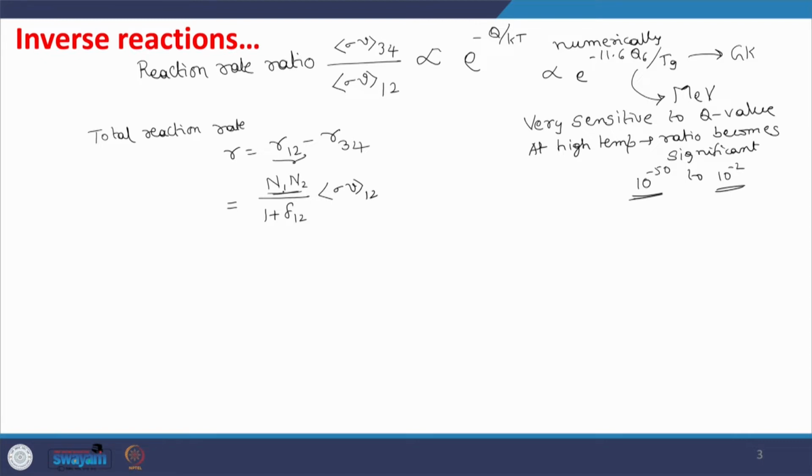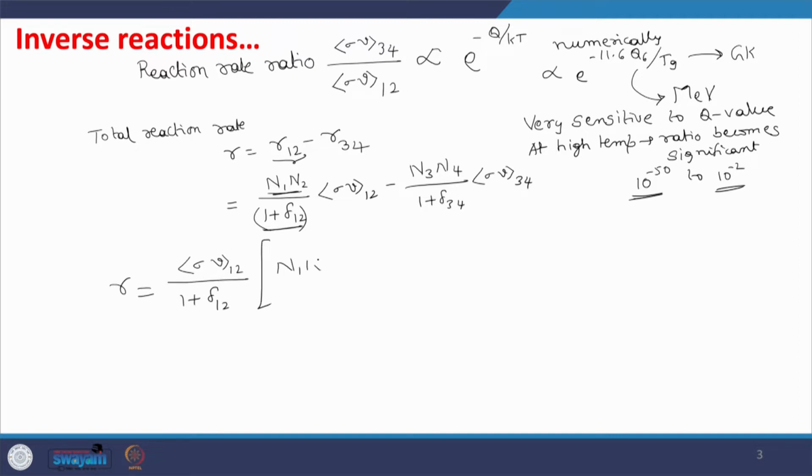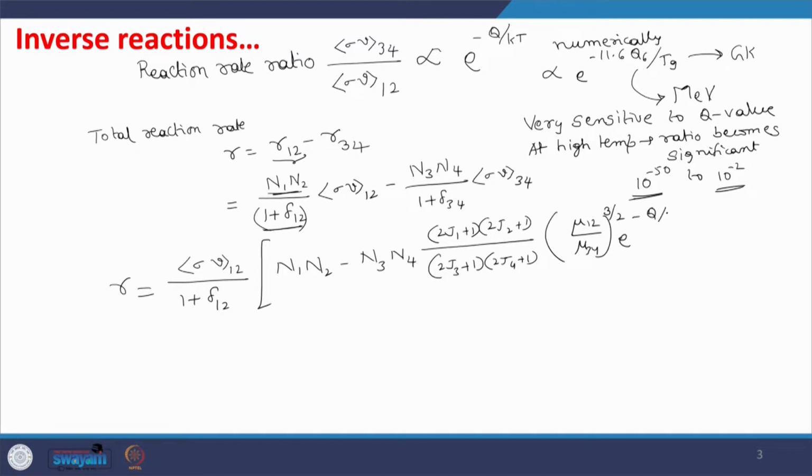Total reaction rate is number density divided by Kronecker symbol term and reaction rate, minus N3, number density of nuclei of type 3, and nuclei of type 4, 1 plus delta 34 sigma V 34. Now, using the expression for reaction rate ratio, I can write down this total reaction rate as sigma V 12 divided by 1 plus delta 12, N1 N2 minus N3 N4, (2J1 plus 1)(2J2 plus 1) divided by (2J3 plus 1)(2J4 plus 1), mu 12 reduced mass mu 34 to the power of 3 by 2, e to the power of minus Q by kT.